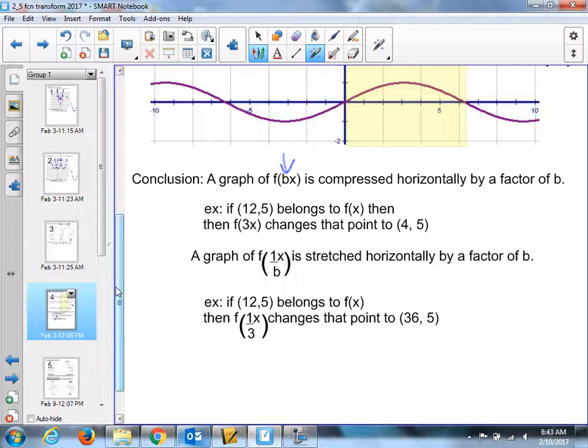Here's where it gets tricky. You got to sit and think about it sometimes. So, if 12 comma 5 belongs to the original function, then f of 3 times x changes that point to a third. The x value of 12 divided by 3 is 4. Y values remain the same. Okay, and then a graph of 1 over b, so something like 1/3, stretches horizontally by a factor of b.